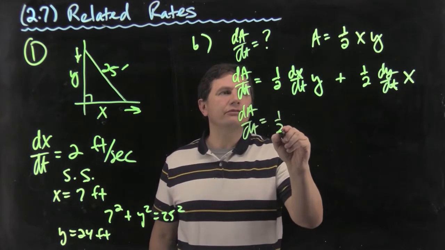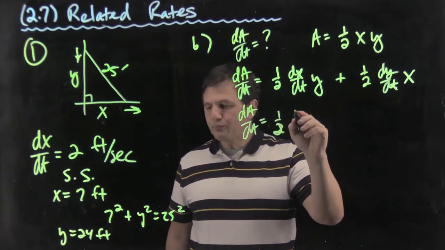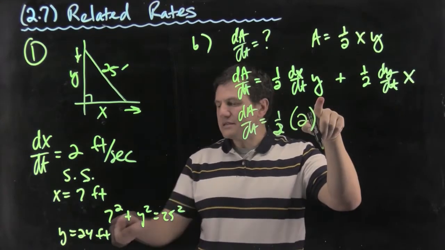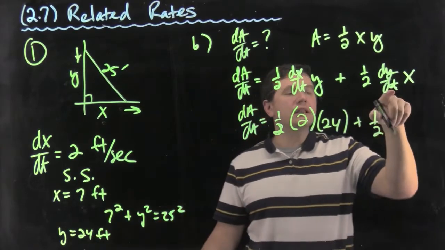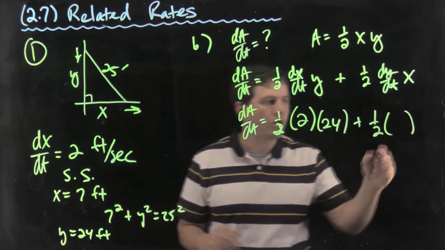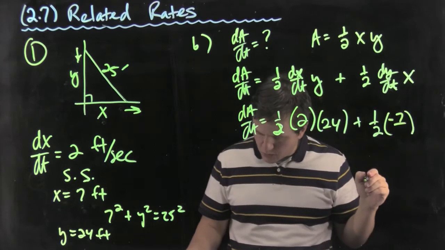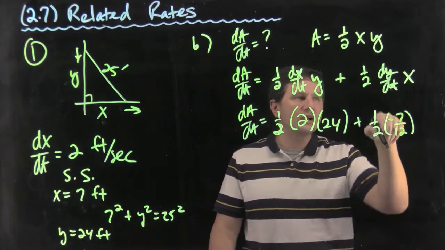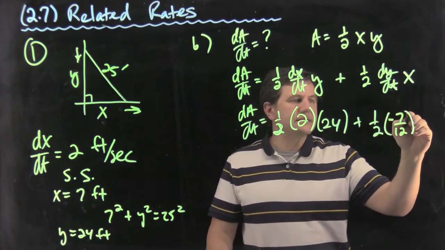So 1/2, our dx over dt is 2. Our y snapshot here is 24 plus 1/2. And then dy over dt, we actually calculated, because they're using the same snapshot as before, the dy over dt is the same. So we're using that from before, so what was that? Negative 7/12. Make sure you have the negative there, otherwise it'll throw this off. And our snapshot for x is 7.